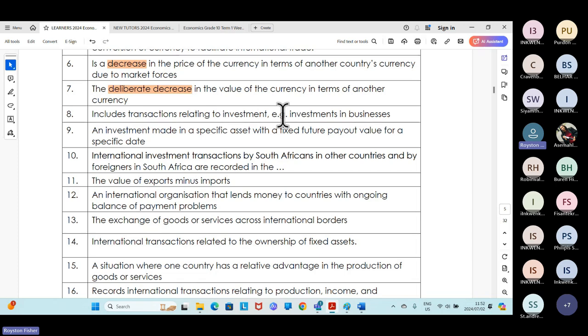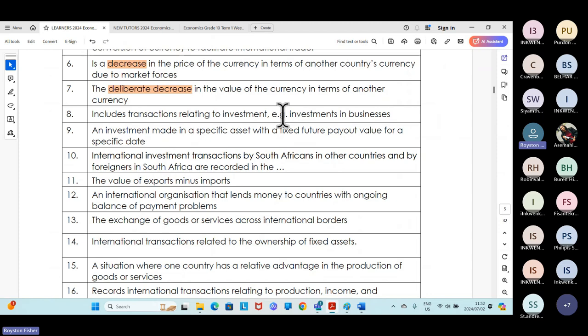Number 9, an investment made in a specific asset with a future payout value of a specific date. So let's just see what your answers are here. Number 9, Buren says a bond. St. Andrews says financial derivative. Craven B also says financial derivative. Right. And the answer to number 9 is financial derivative. So well done to those schools.